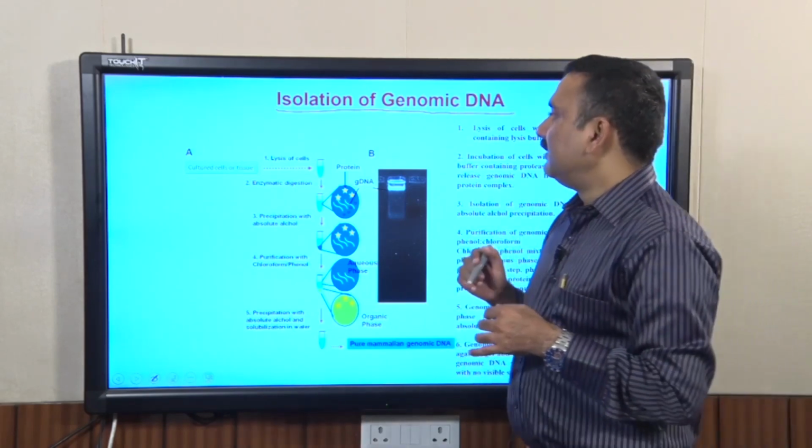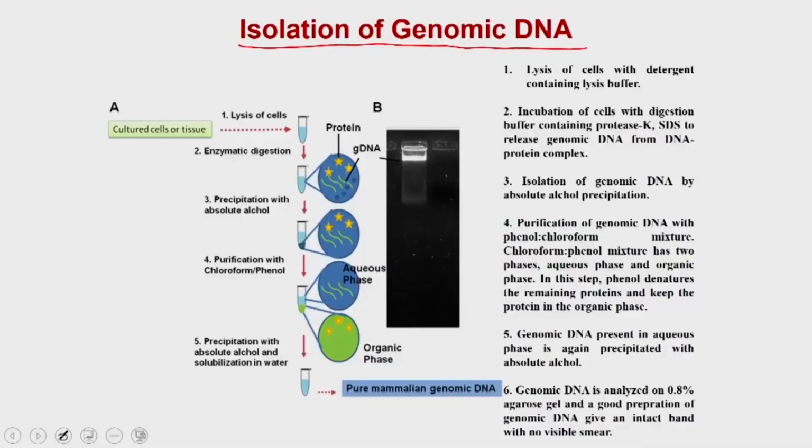Under this protocol, in step 1 you will lyse the cells with detergent. For example, you can use SDS and a lysis buffer. The lysis buffer is the buffer which contains Tris, EDTA and the detergent, which in this case, for example, can be SDS. That is going to lyse the cells and release the DNA.